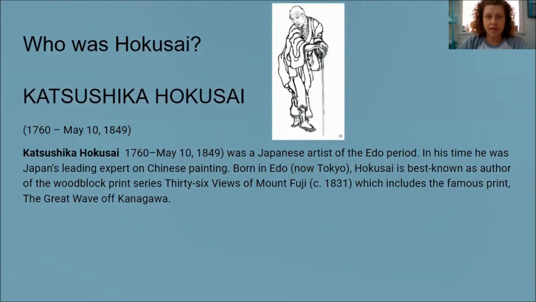Now, who was Hokusai? Well, Katsushika Hokusai was born in 1760, and he lived until 1849. He was a Japanese artist of the Edo period, and Edo is now the city of Tokyo in Japan. In his time, he was Japan's leading expert on Chinese painting.